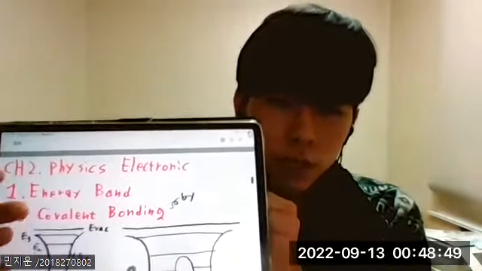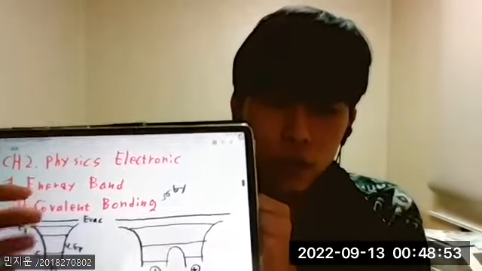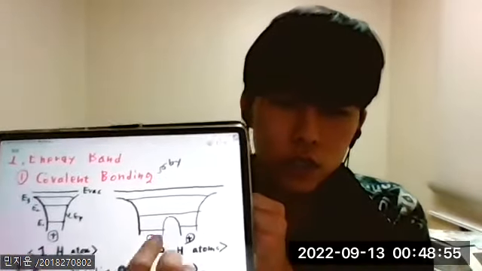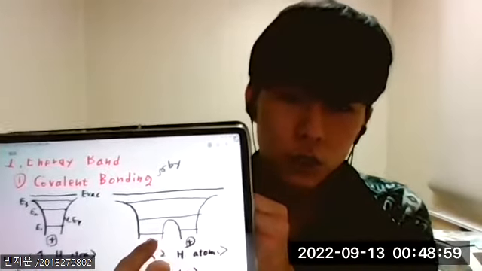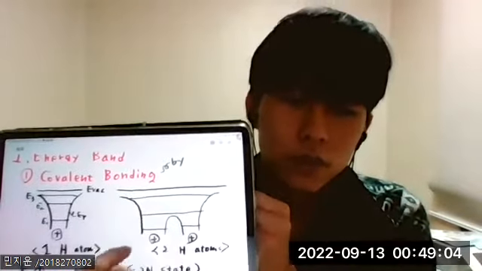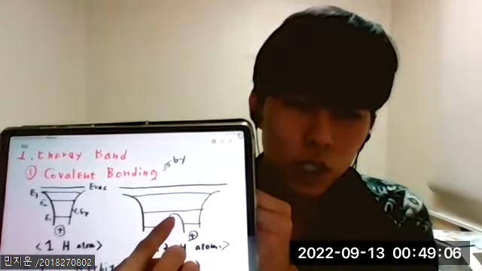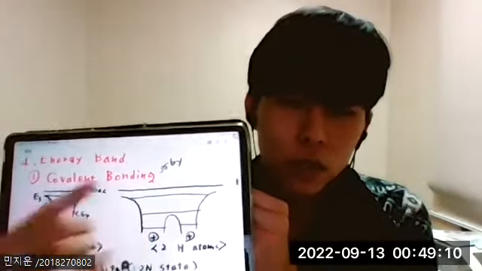Chapter 2 is physics electronics. First, I explain about the energy band. You can see in this picture, when two hydrogen atoms approach each other closely, the potential energy is overlapped by covalent bonding.